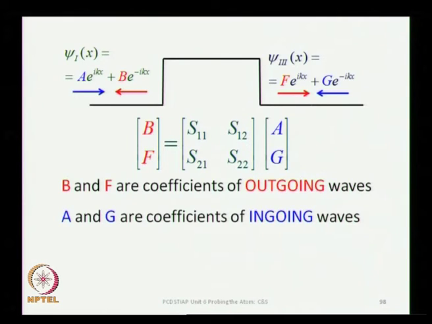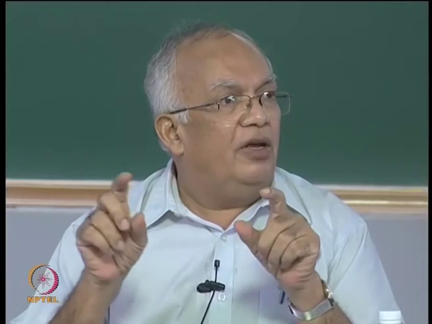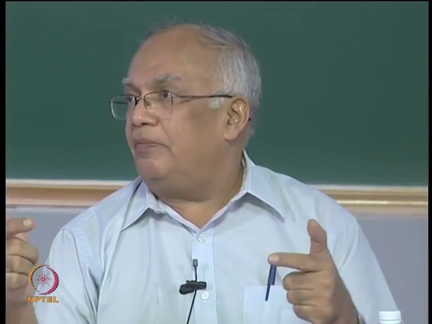Now, you can do something else by playing with these matrices. You can also write the coefficients B and F in terms of A and G by simply playing with these 2 by 2 matrices. It is just a matter of writing those equations, and instead of writing it in terms of the matrix M which I had defined in the previous slide, you write the coefficients B and F, which are the coefficients of the outgoing waves, in terms of the coefficients of the ingoing waves.